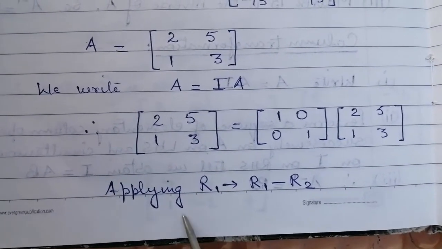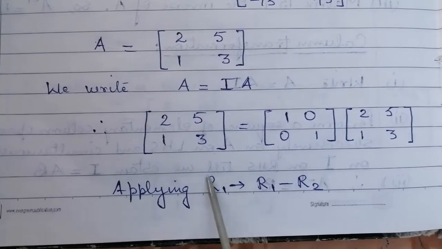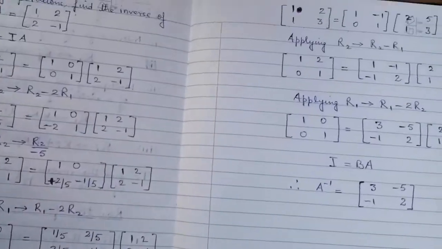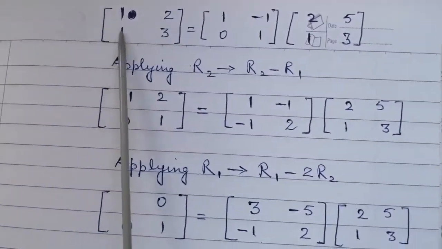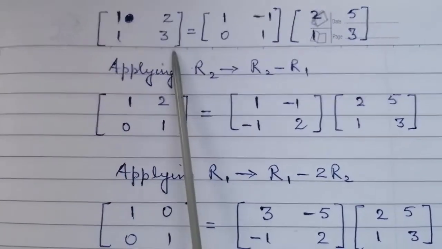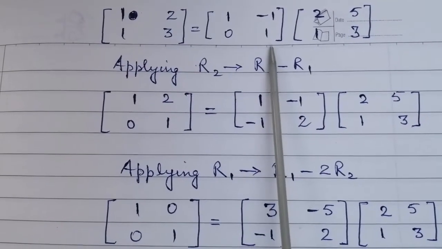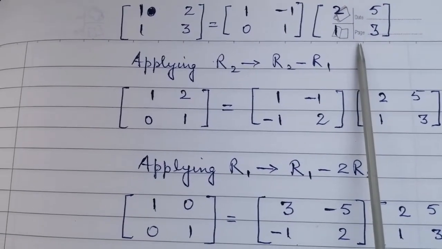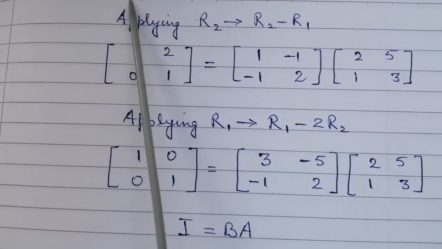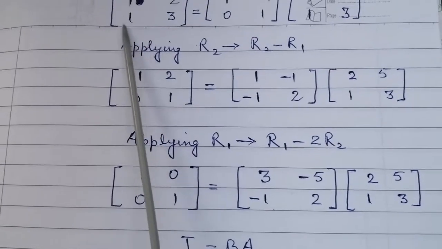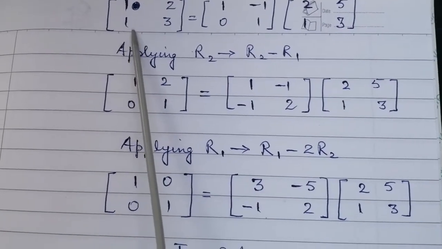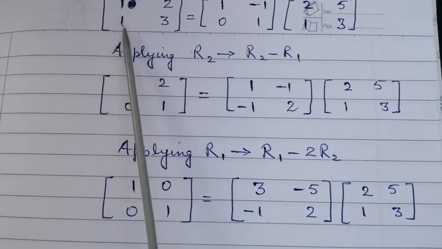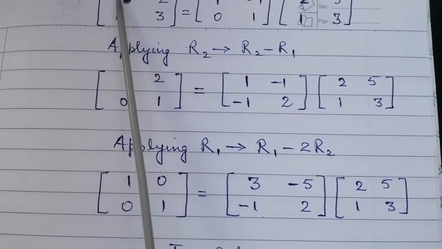On R1 we are applying R1 minus R2. So what do I get? I will get 1 2 1 3, and similarly the identity matrix will be changed. You'll get 1 minus 1 0 1, and this one as it is. Now what will be the next step? I need to make this element 0. So how do we get 0 here? If I subtract 1 from 1, that means on R2 we can apply R2 minus R1.